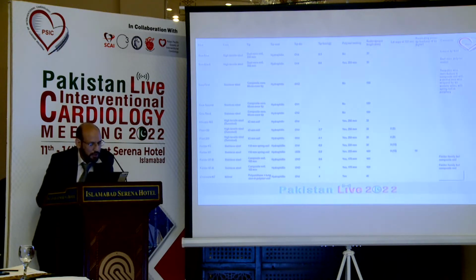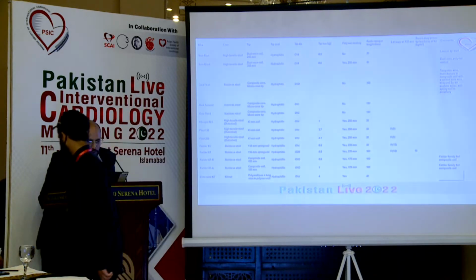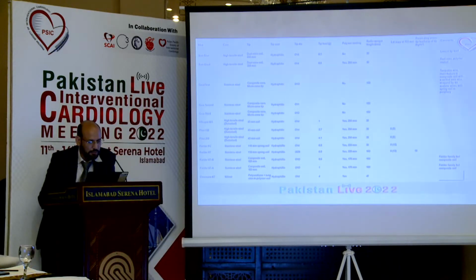Tip load of angioplasty guide wires. Floppy, you see, is less than 0.5 gram. Cyan blue tip load is 0.4 gram. Cyan black is 0.8. Pilot 50 is 1.5 and Pilot 150 is 2.7. Pilot 200 is 4.1 gram. Fielder FC and Fielder XT is 0.8 gram.